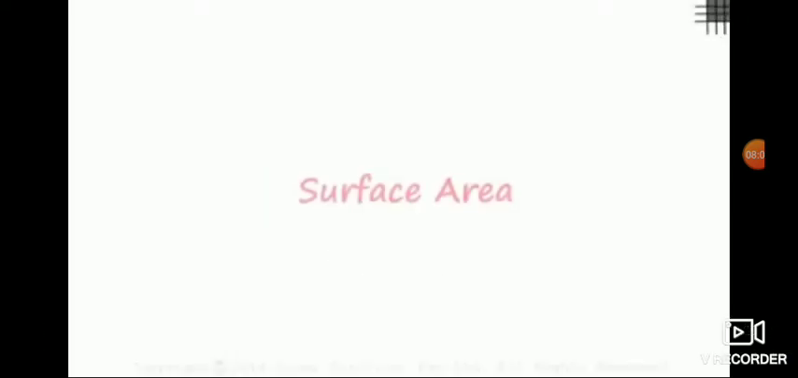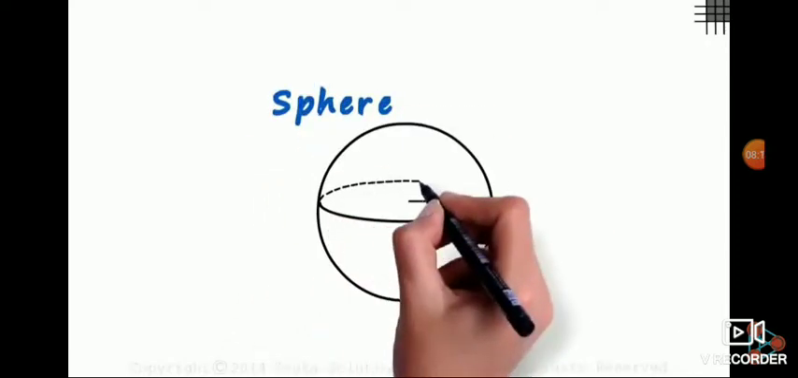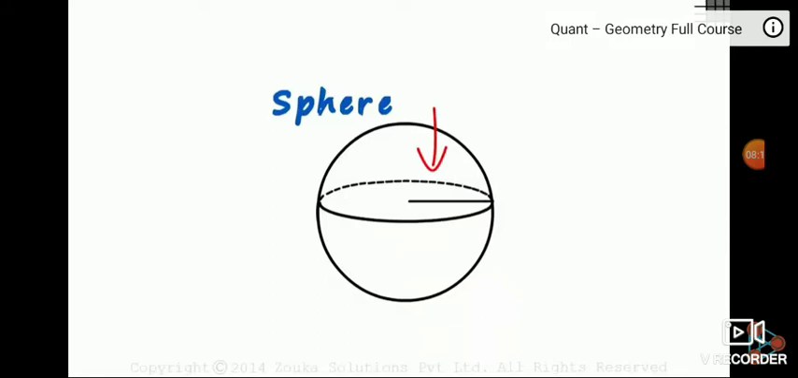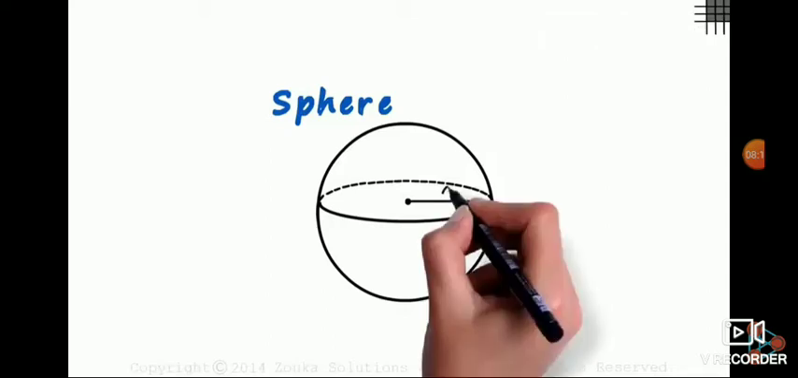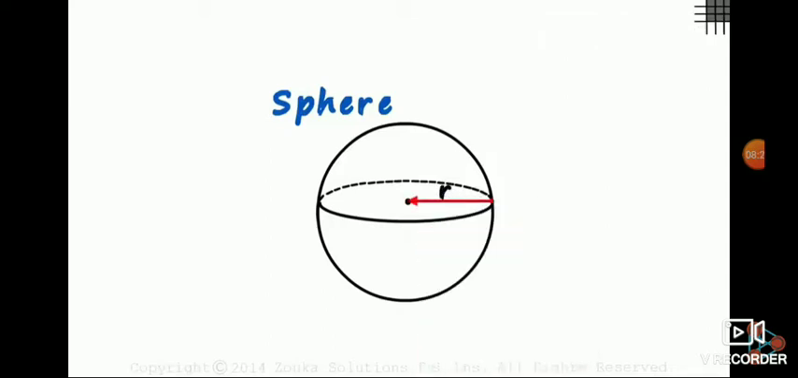Today, we look at the surface area and the volume of a sphere. This is how we can draw a sphere. The dotted portion is what cannot be seen from the front view. And this is the center of the sphere. And let r be its radius. Don't forget, every point on the sphere is equidistant from its center.